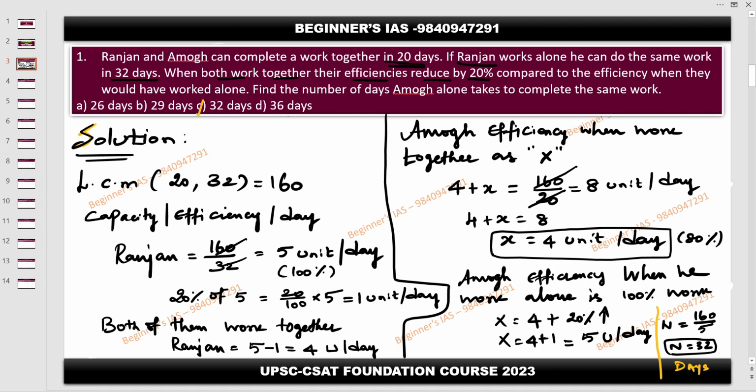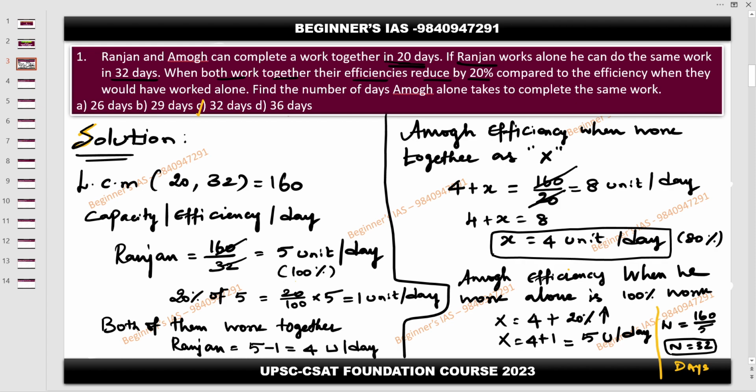Is it unclear? Sir, after this, Amog's efficiency, could you please explain one more time? Yes, sir. Okay. When Amog is working alone, x is equal to 4 units per day. So now what we have to do is, Amog's efficiency when working alone is obviously going to be 100% of that work. Suppose we have to reduce that by 20% to get 4. So then what would be the 100%?